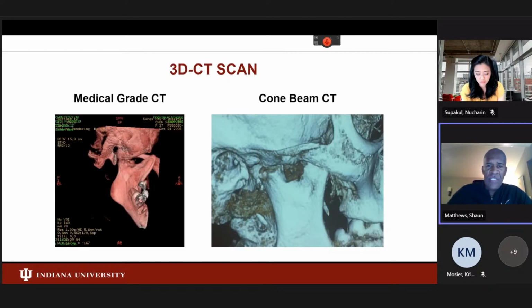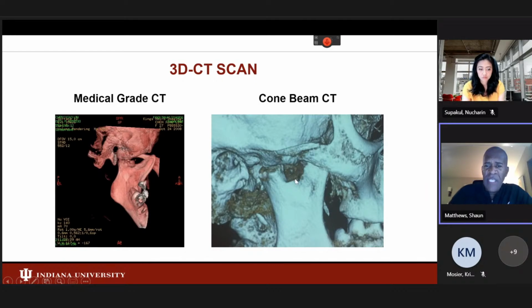Then we have a 3-dimensional CT scan, which gives in real time expectations of what one sees when you get into the joint. On the left is a medical grade CT scan of an ankylosed patient. So the condyle is fused to the base of the skull. There's no discernible anatomical detail. It's just basically a mess, essentially. This is a fused ankylosed jaw joint on the left.